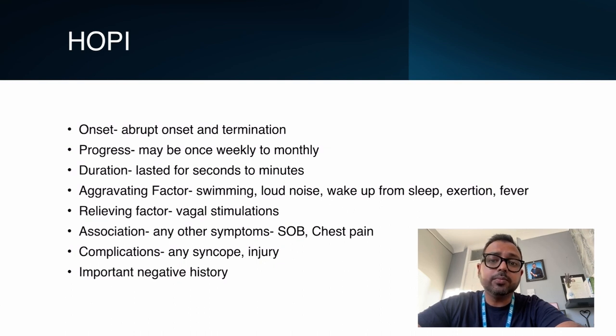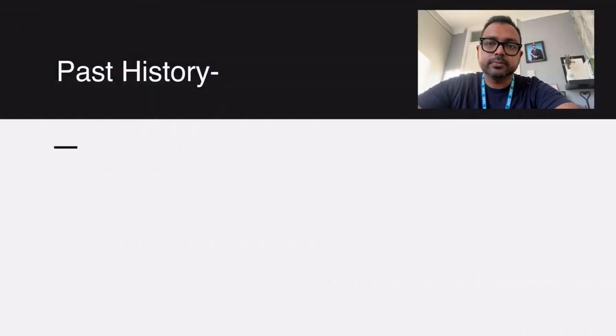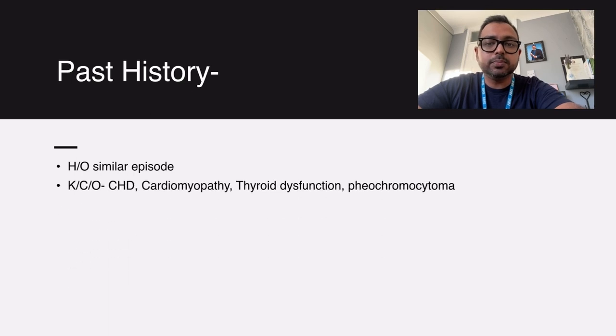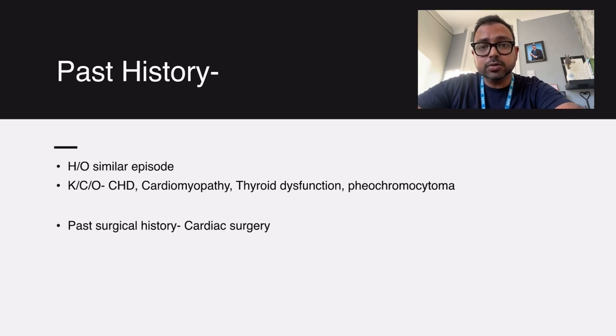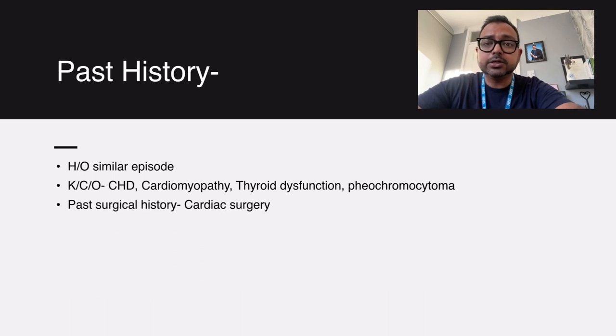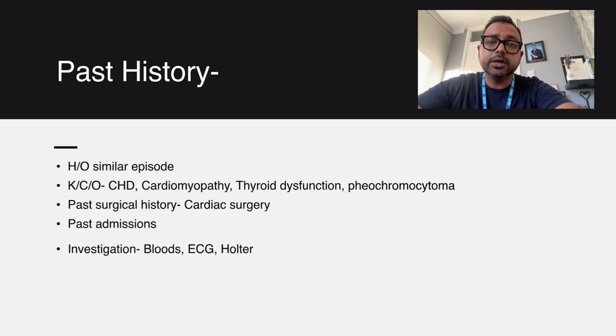Then you need to take important negative history related to cardiac diseases. Then coming to past history. Any past history of similar episodes, or any known cardiac disease like congenital heart disease, cardiomyopathy, any thyroid dysfunction or pheochromocytoma, you need to ask. Any past surgical history, especially cardiac surgery. Any past hospital admission, any ICU admission.